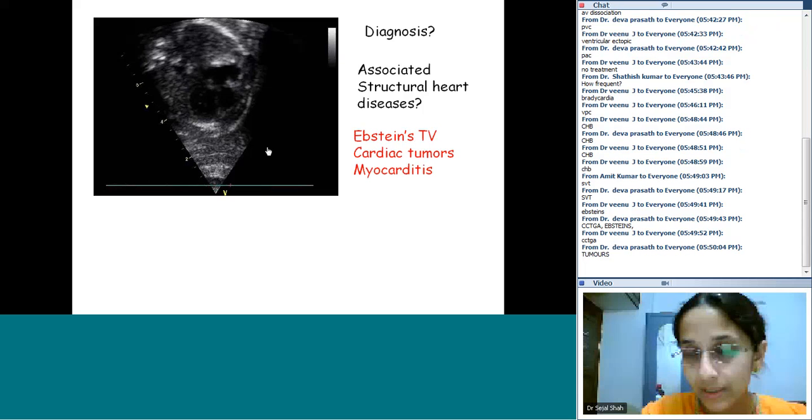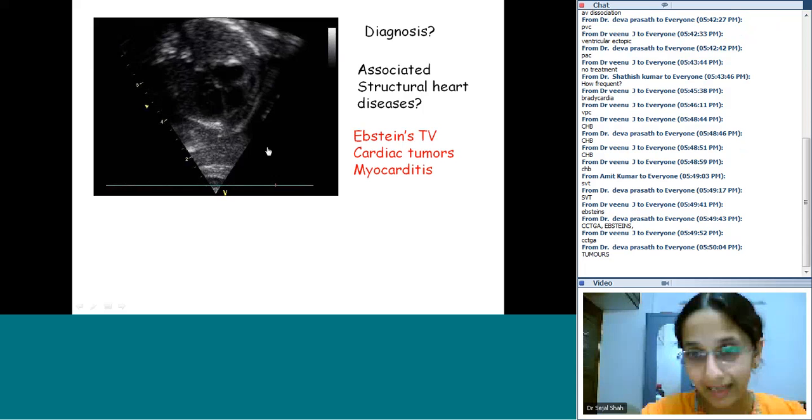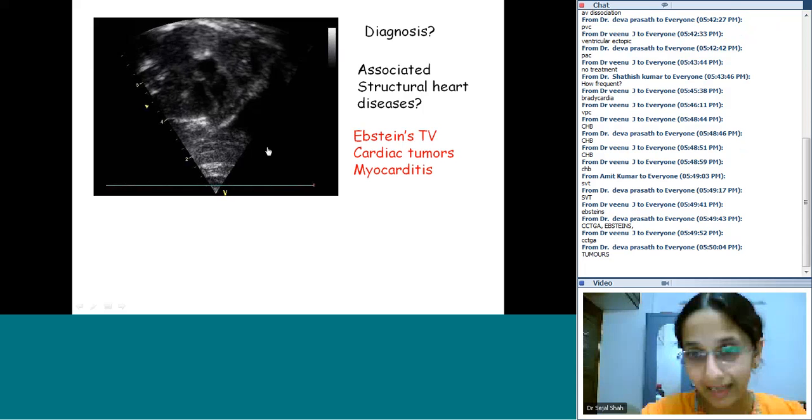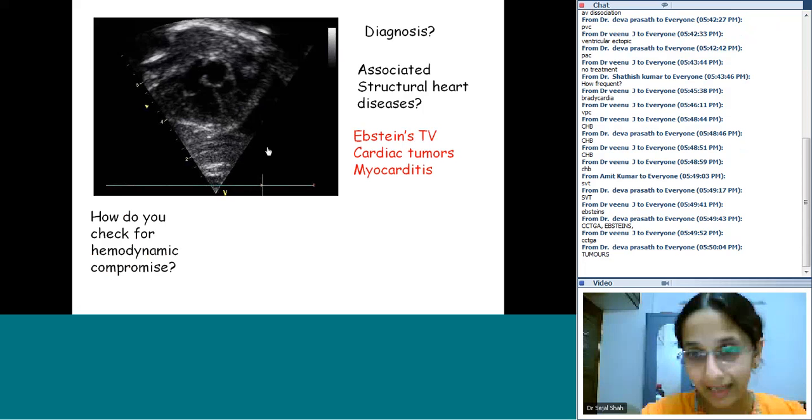But if you have CTGA with Ebstein's, you can again have accessory pathways and you can have SVT because of that. But isolated tachyarrhythmia, you need to rule out cardiac tumors and myocarditis. Now, once we know that the heart is beating so fast, why are we worried about it? Because we know that it can produce hydrops or even before that, hemodynamic compromise. So if there is a full-fledged hydrops, everybody can make out because there is a lot of effusion, ascites everywhere.